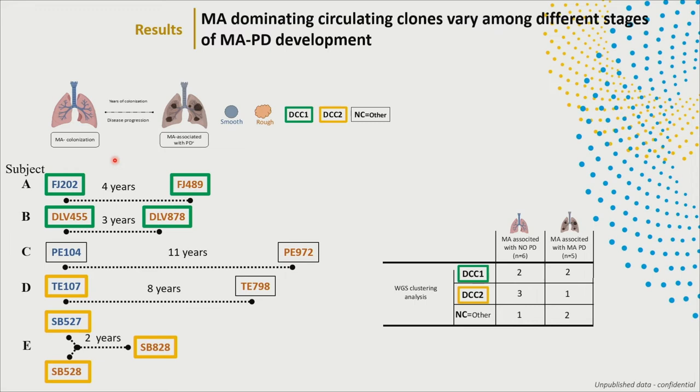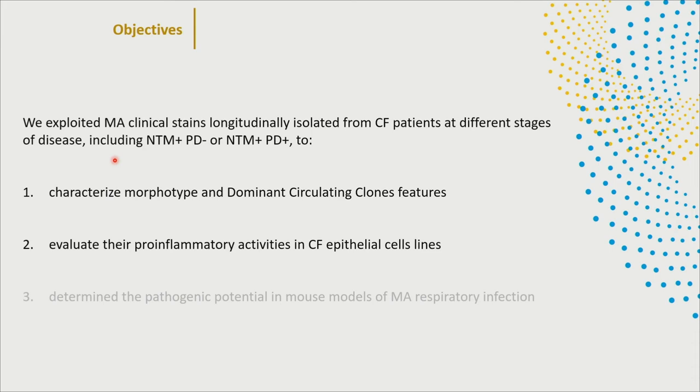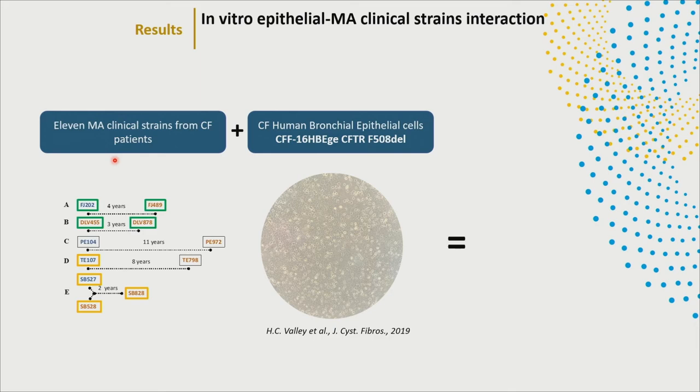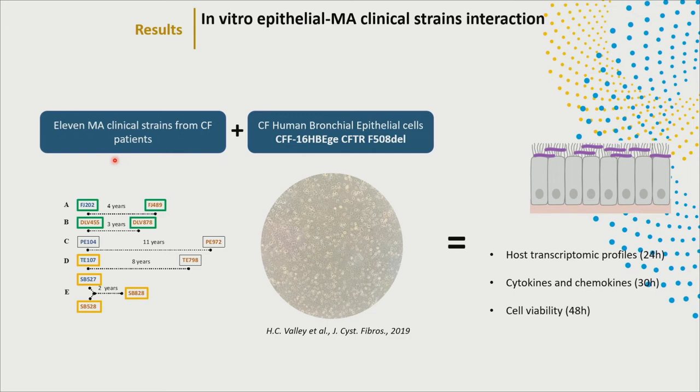So the next step was to evaluate the pro-inflammatory potential of these strains in cystic fibrosis epithelial cells. And so we took advantage of our well-characterized cystic fibrosis clinical strains, and we developed an in vitro model thanks to the cystic fibrosis epithelial cells provided by the Cystic Fibrosis Foundation. We set different experimental protocols in terms of MOI or time of infection, and at the end we were able to characterize the host transcriptomic profile by bulk RNA sequencing, the cytokine and chemokine release by ELISA, and the cell viability.